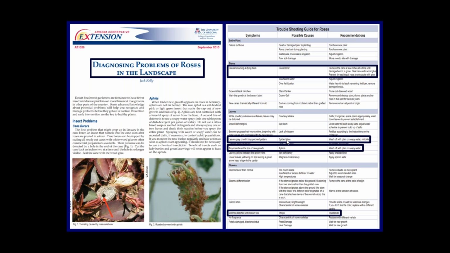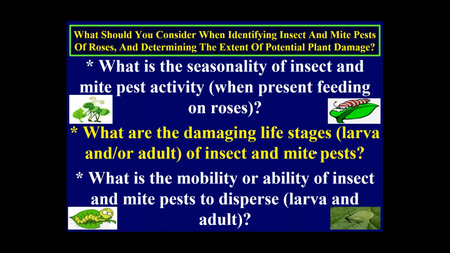And we will be covering spider mites, aphids, and thrips. Okay, but we need to go backwards a little bit and start understanding, which will help us for identification and diagnosing how insect and mite pest problems occur on roses, and then determine the extent of the potential plant damage.